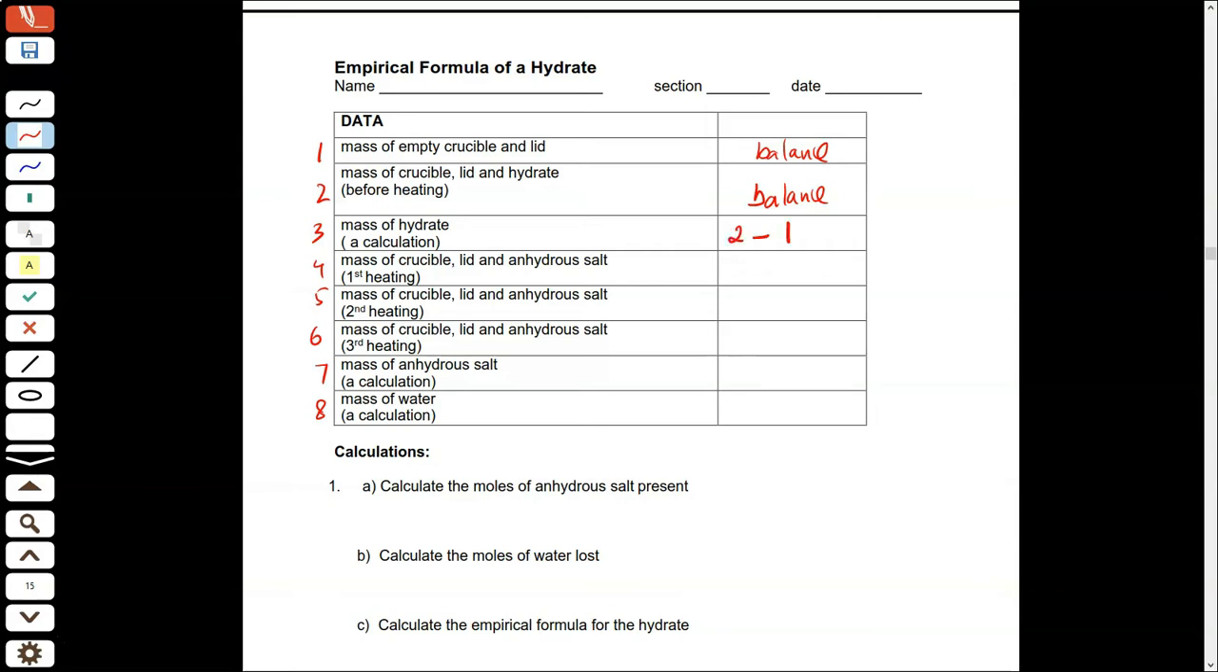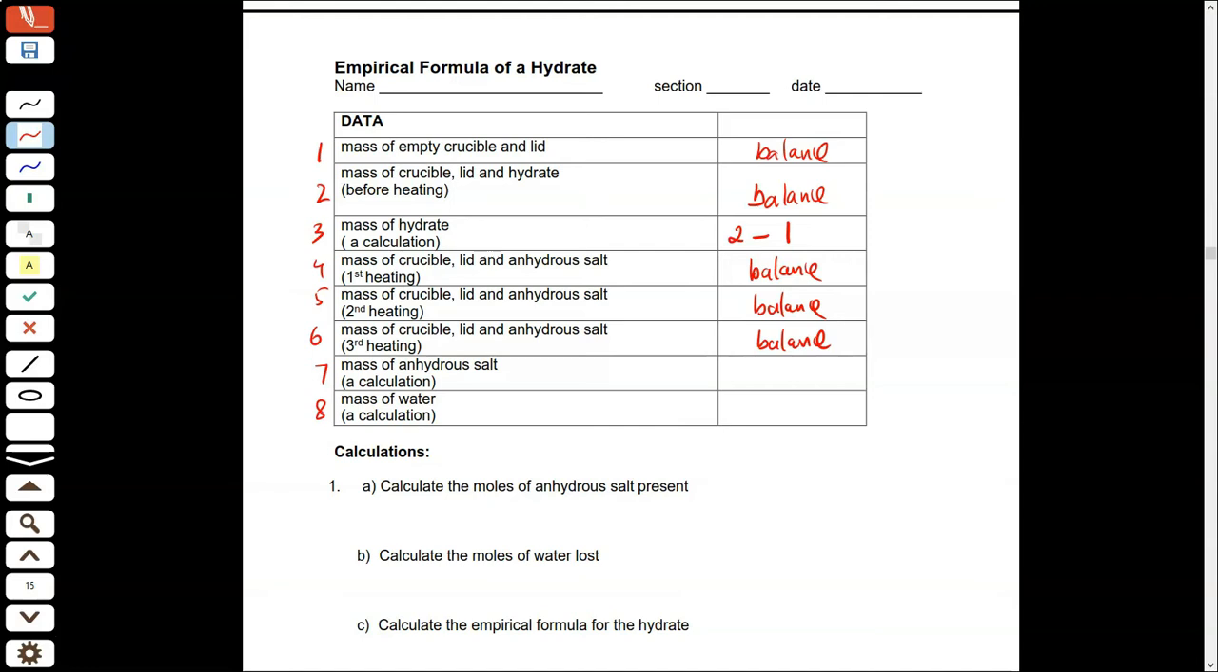The mass of the crucible, lid, and anhydrous salt after heating. These are the numbers from the balance as well. And assume that the value for row number 6 and number 5 should not have much difference. So you will heat until a constant mass.